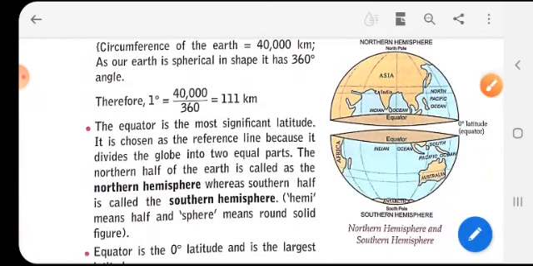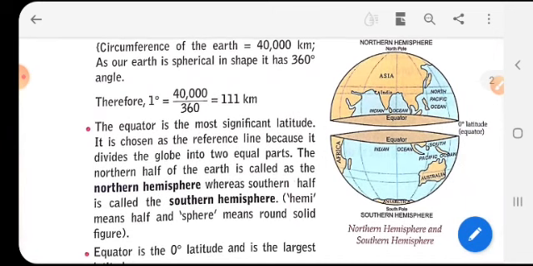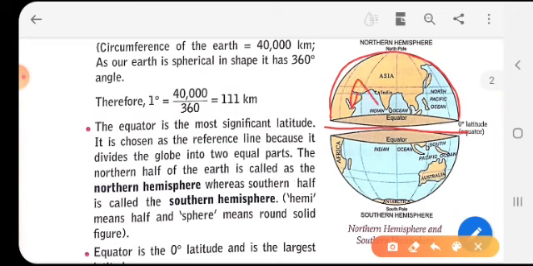The equator is the most significant latitude. It is chosen as the reference line because it divides the globe into two equal parts. Why? Because it is the reference line through which the latitudes are measured, and it goes along the middle of the Earth. This equator divides the Earth into two equal halves. The upper half is called the northern hemisphere, where hemi means half, and the lower part is called the southern hemisphere.